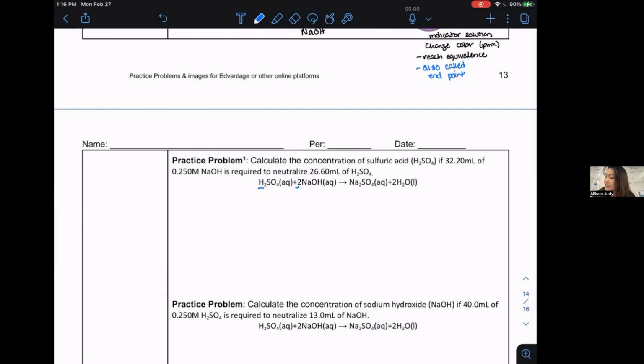So what you need to realize is, I need to figure out how many moles of base I have used to neutralize, and that's going to indicate to me how many moles of acid, and therefore I can figure out the molarity of the acid. So that's the order we're going to go in: from moles of base to moles of acid to molarity of acid, again under neutralized conditions.